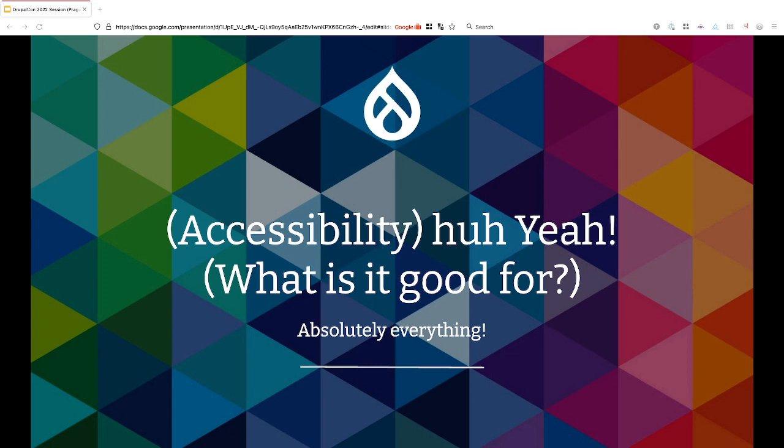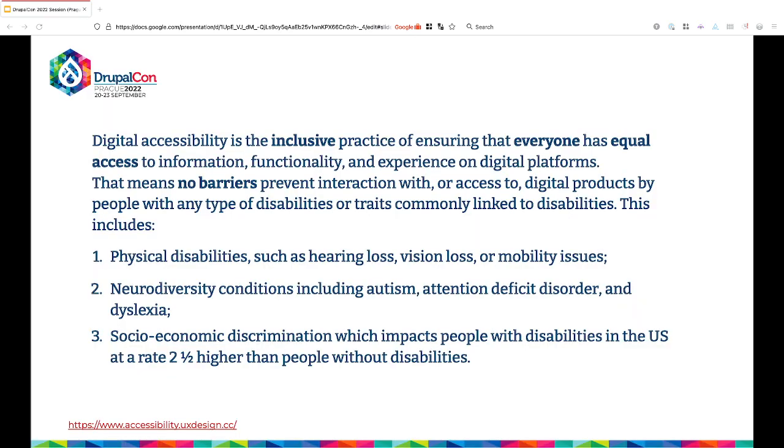So, accessibility. Huh, yeah, what is it good for? Absolutely everything. It is the inclusive practice of ensuring that everyone has equal access to information, functionality, and experience on digital platforms. That means that no barriers prevent interaction with or access to digital products by people with any type of disabilities or traits commonly linked to disabilities.